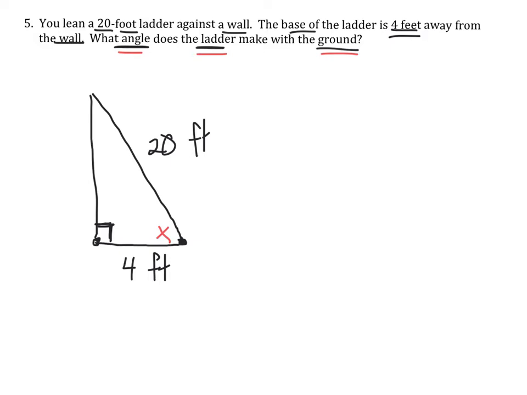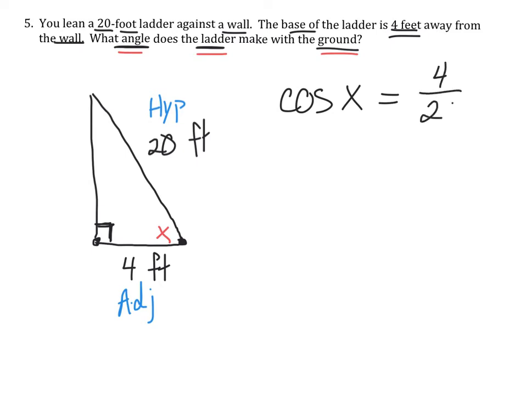Now I got to figure out what function I want to use. So it looks like the two sides I'm focused on are the hypotenuse and the adjacent. So in that case, I'm going to go with the cosine function. Now, cosine of angle x is going to be equal to adjacent over hypotenuse. I know to get rid of that cosine, this is where I'm going to use the inverse. So I'm going to end up with x all by itself on the left-hand side, but then I have to take the inverse on both sides.